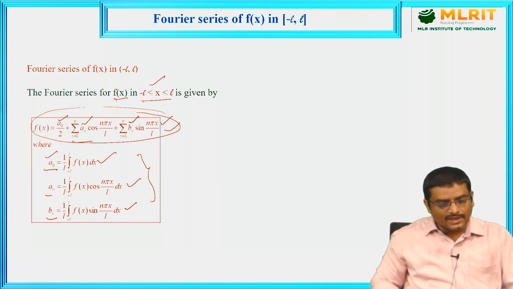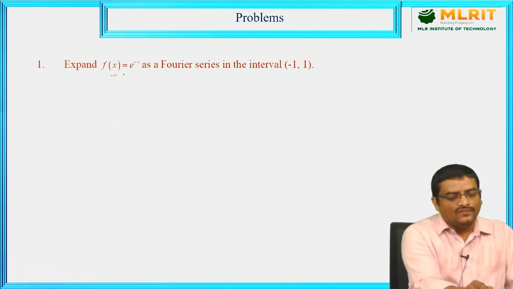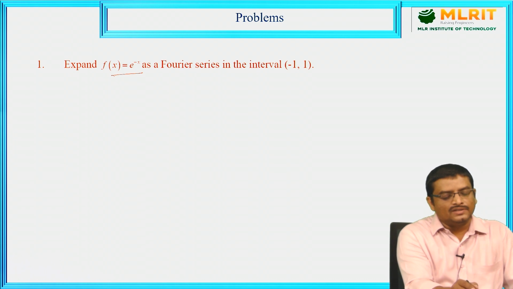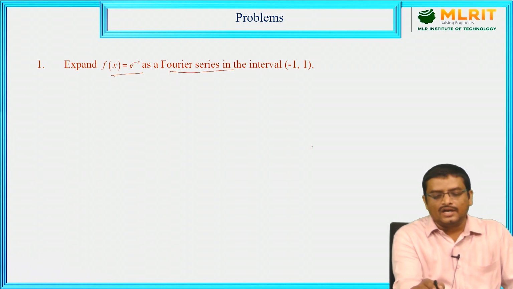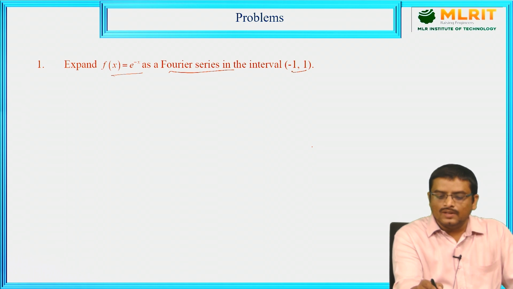Now let us take one example. Expand f of x is equal to e power minus x as a Fourier series in the interval minus 1 comma 1. This is our interval where we have to find the Fourier series. If you observe this interval, it is in the form of minus L comma L.